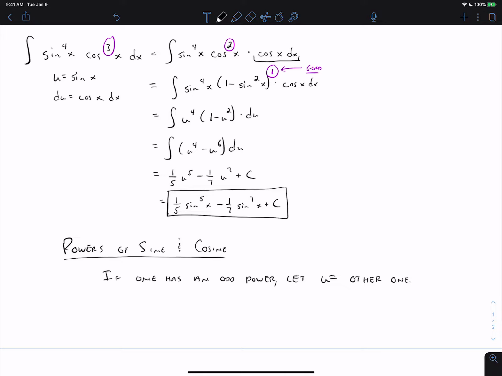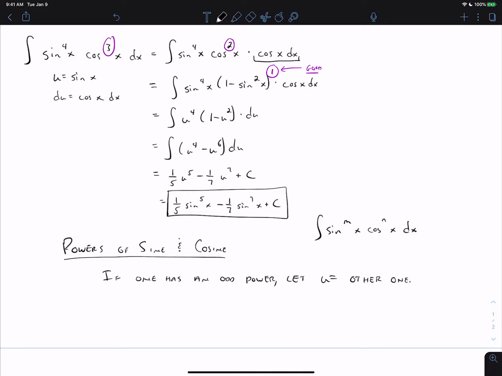If they both have an odd power, it doesn't matter which choice you use. You can set it up either way. You could let u equal sine or u equal cosine. The other thing is that this is for problems that look like this: the integral of sine to the m of x cosine to the n of x, where m and n are positive integers, like 1, 2, 3, 4, 5. There are some other problems where this may work, but this always will work when m and n are positive integers. So if one of them has an odd power, let u equal the other one.